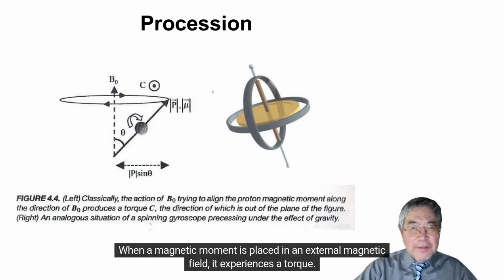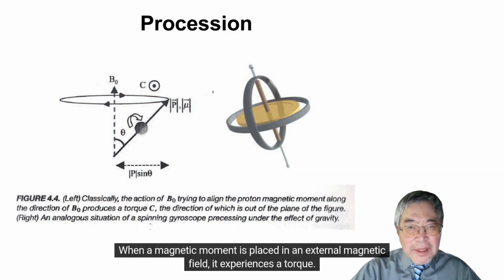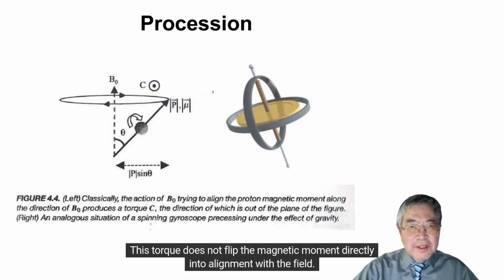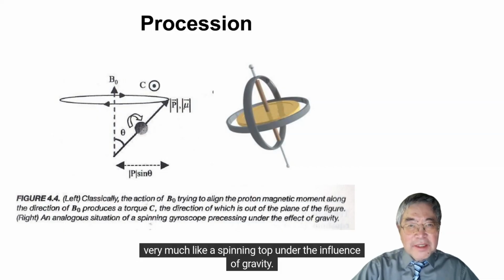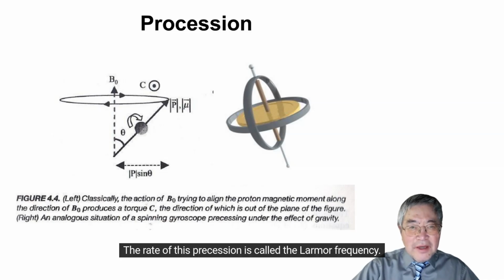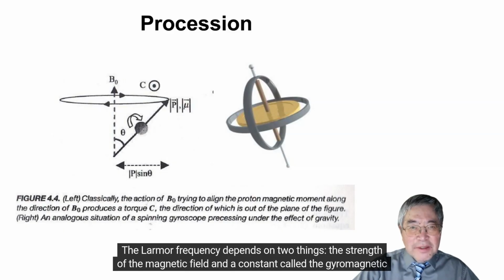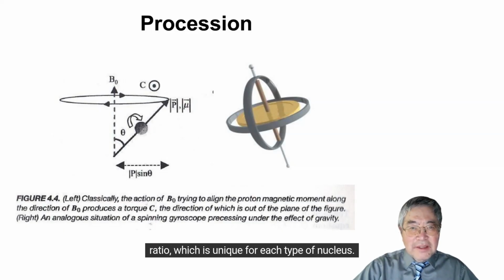When a magnetic moment is placed in an external magnetic field, it experiences a torque. This torque does not flip the magnetic moment directly into alignment with the field. Instead, it causes the moment to precess, meaning it rotates around the axis of the magnetic field, very much like a spinning top under the influence of gravity. The rate of this precession is called the Larmor frequency. The Larmor frequency depends on two things: the strength of the magnetic field and a constant called the gyromagnetic ratio, which is unique for each type of nucleus.